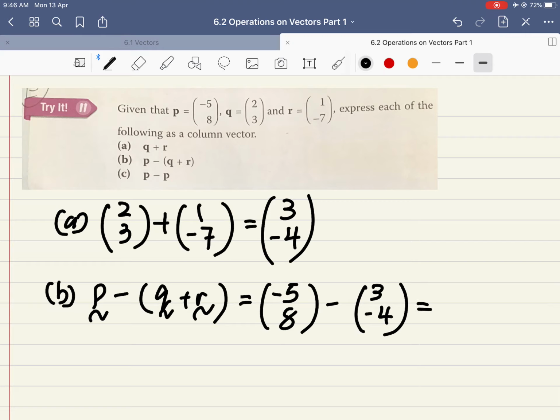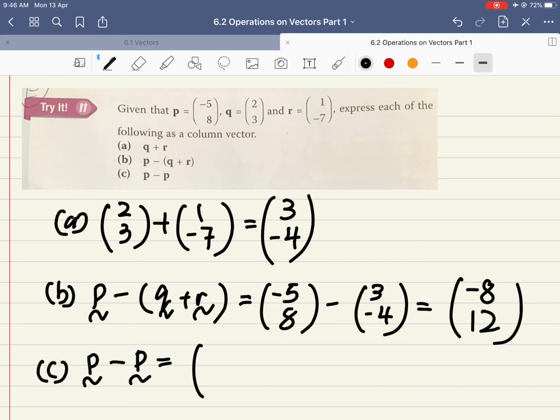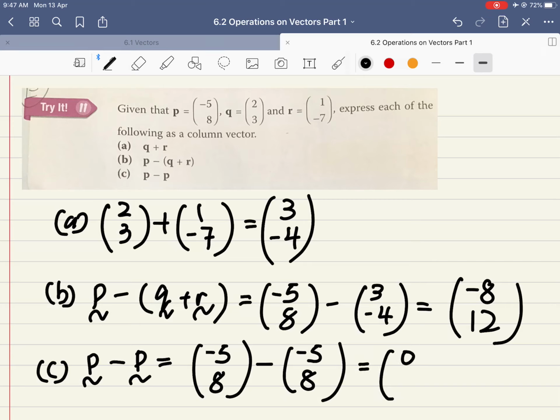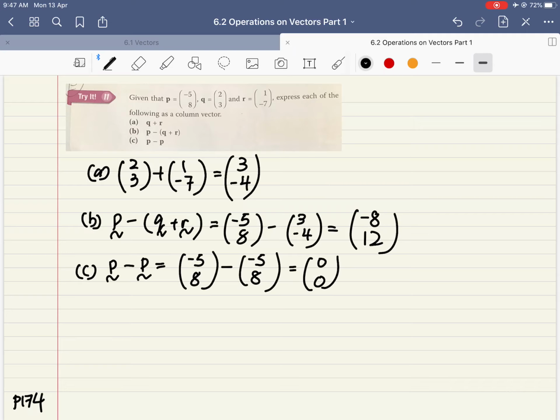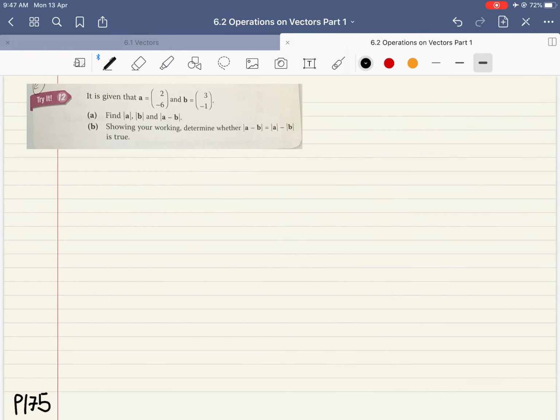So same thing that we used to do for our vector addition. Negative 5 minus 3 gives you negative 8, and 8 minus negative 4 gives you 12. Finally, I will calculate vector p minus vector p. You already know what you're going to get, but it's okay. Vector p minus vector p. Negative 5 minus negative 5 will give me 0, and 8 minus 8 will give me 0 as well. Now we move on to try it 12.